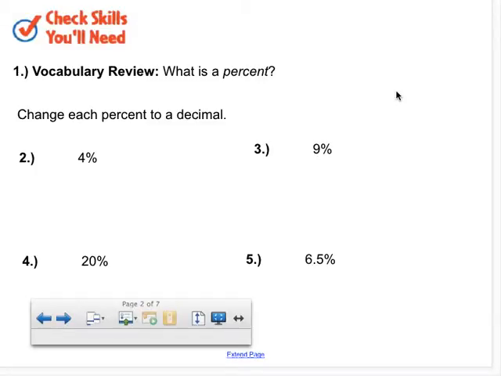Okay, this is Unit 3, Lesson 6 and 7 in Connexus, second semester, 7th grade math.